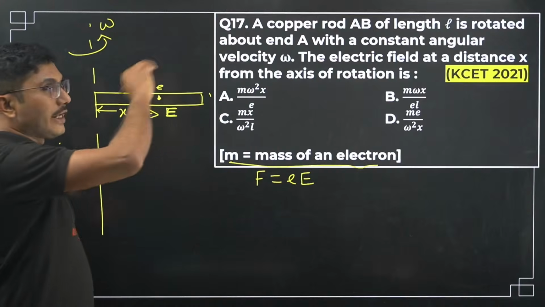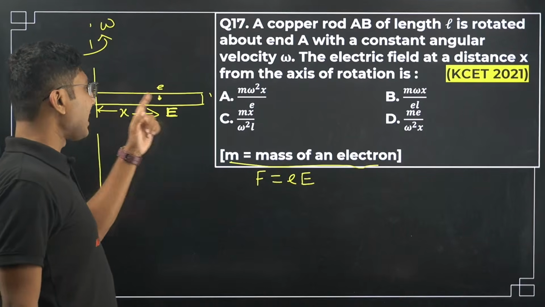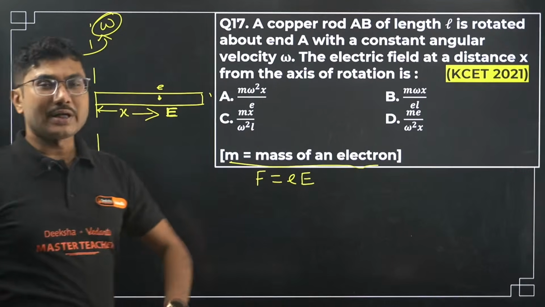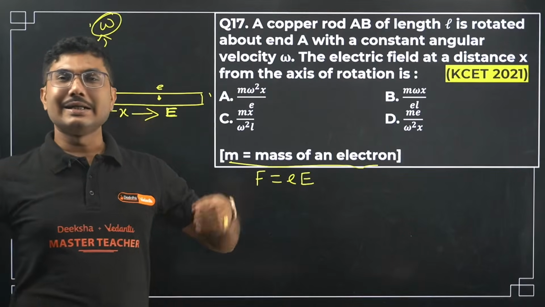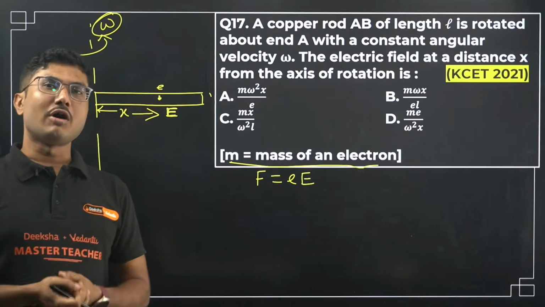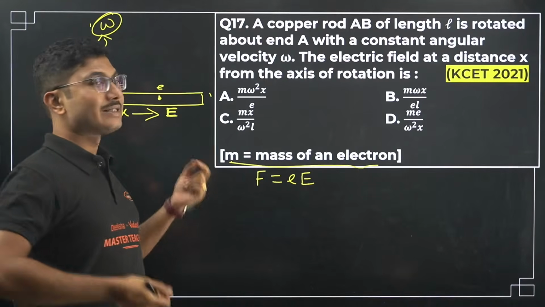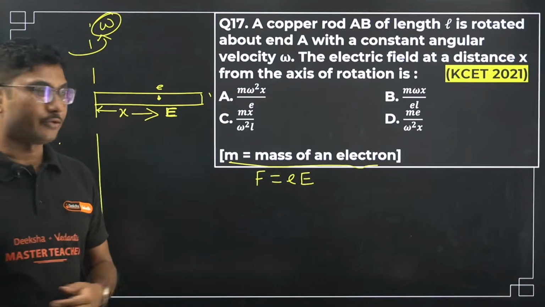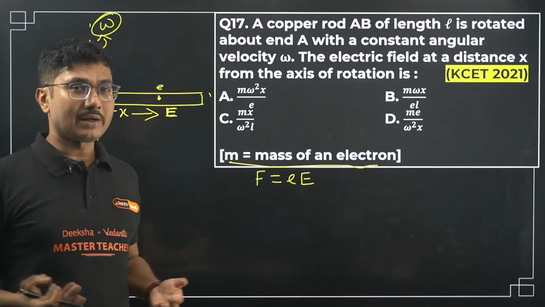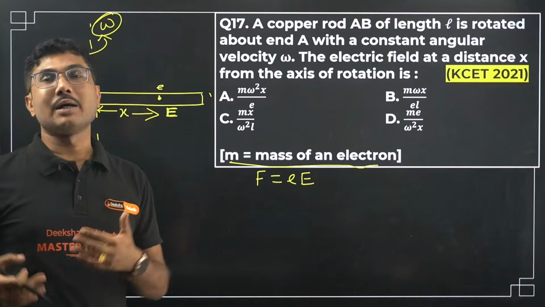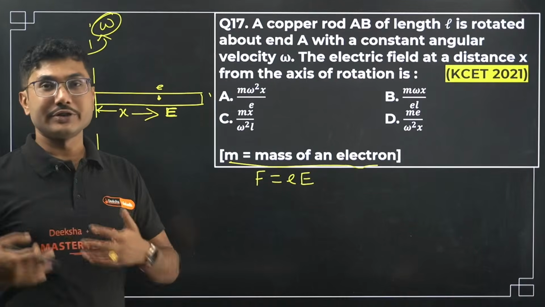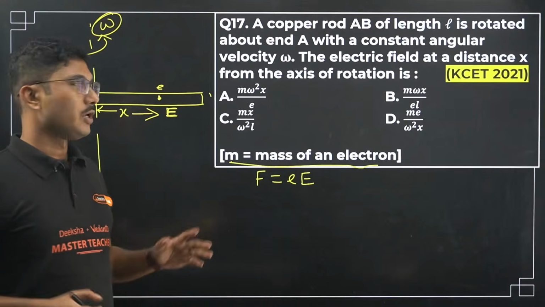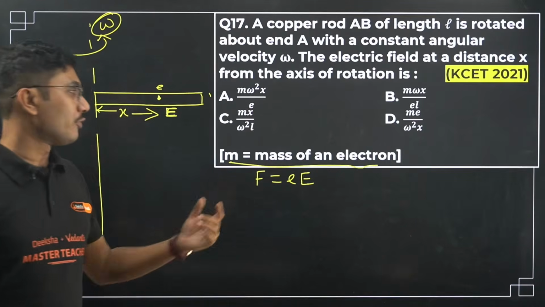because the rod is rotating, the electron inside the rod is also rotating. The angular speed will also be the same. Now if something is rotating, then there is always a force called centripetal force. And centripetal force has to be provided by some other force. Centripetal force is not a fundamental force. If the centripetal force is not provided, the rotational motion cannot continue and it will stop. So to provide the centripetal force, this is the force.